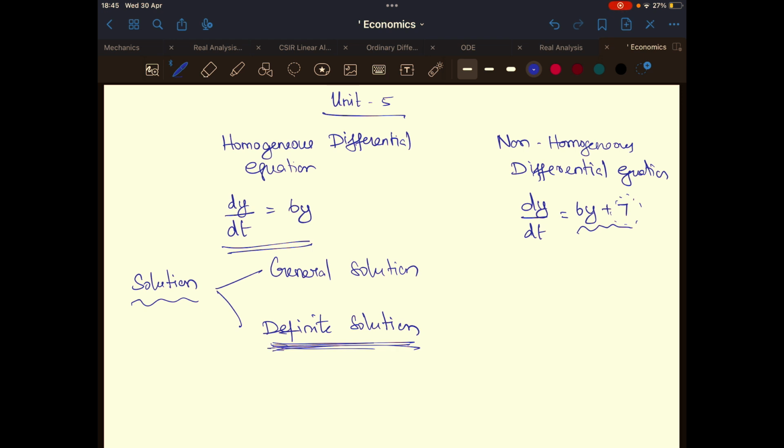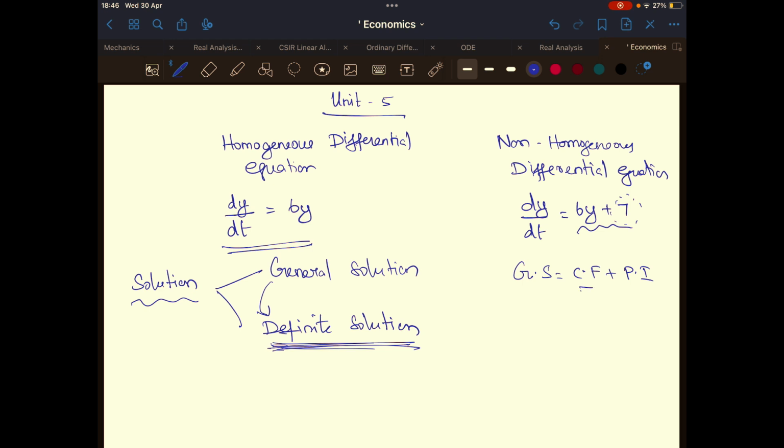Now for any question, you have to find the general solution first. The definite solution comes after the general solution. Only after finding the general solution do you go to the definite solution. In homogeneous differential equations, the general solution is easy, and the definite solution, if given in the question, is fine. For non-homogeneous differential equations, the general solution format is CF plus PI, complementary function plus particular integral.